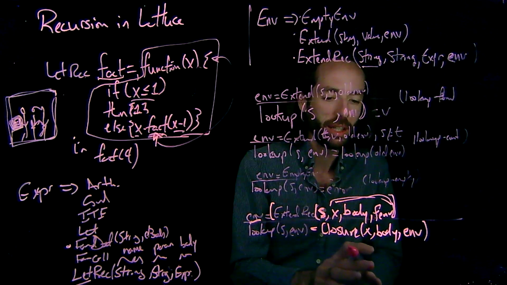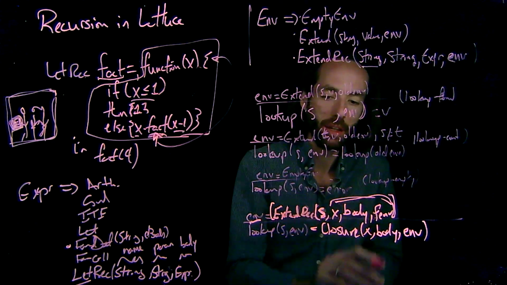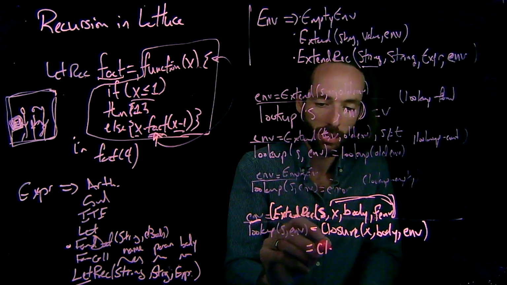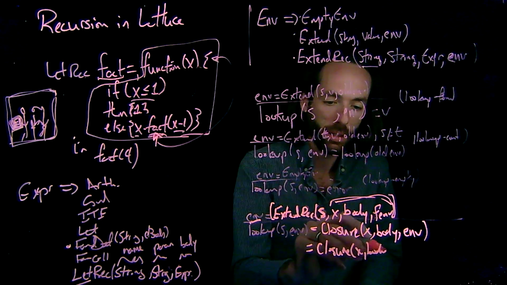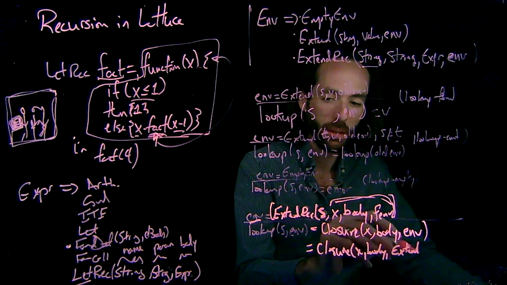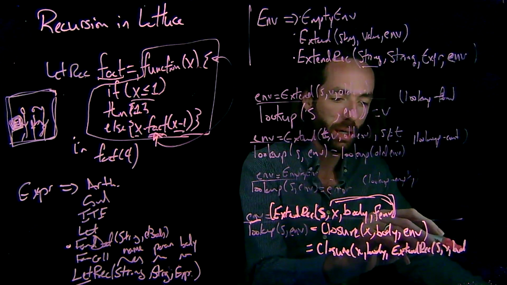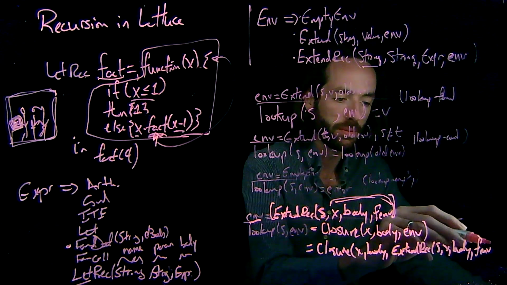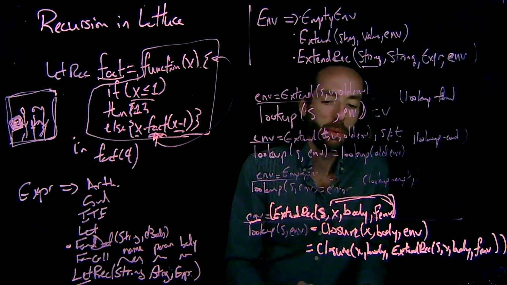And that almost looks too simple. But really what we are doing is remaking this whole extend rec s x body fn. So I'm going to rewrite this in fuller notation. So we have closure x body, and then the environment that we're passing back is extend rec s x body fn. And that's how we get a recursive definition.